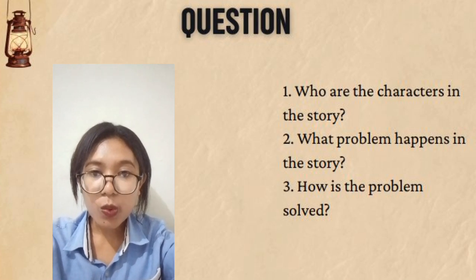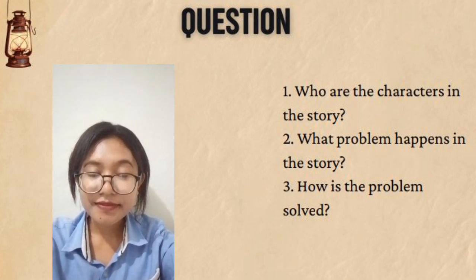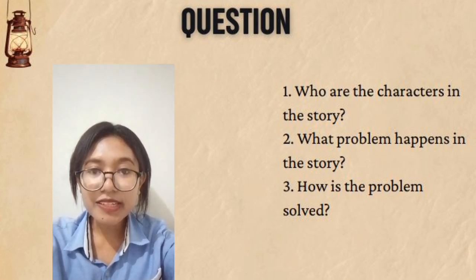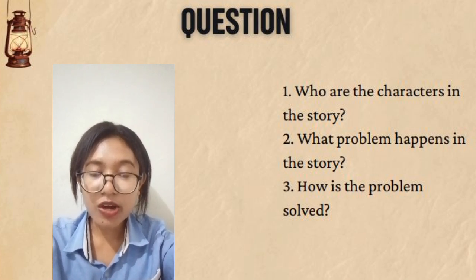Okay, the next. What problem happened in the story? Okay, the lion is trapped in a net. Good. The problem in the middle of the story is the complication.